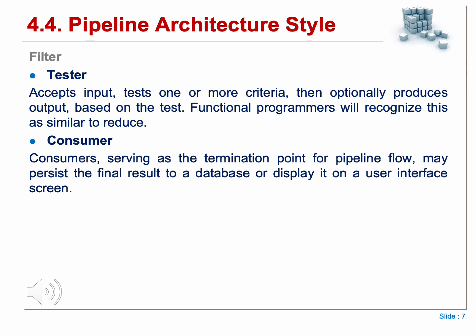Tester accepts input, tests one or more criteria, then optionally produces output, based on the test. Functional programmers will recognize this as similar to reduce. Consumer, serving as the termination point for pipeline flow, may persist the final result to a database or display it on a user interface screen.